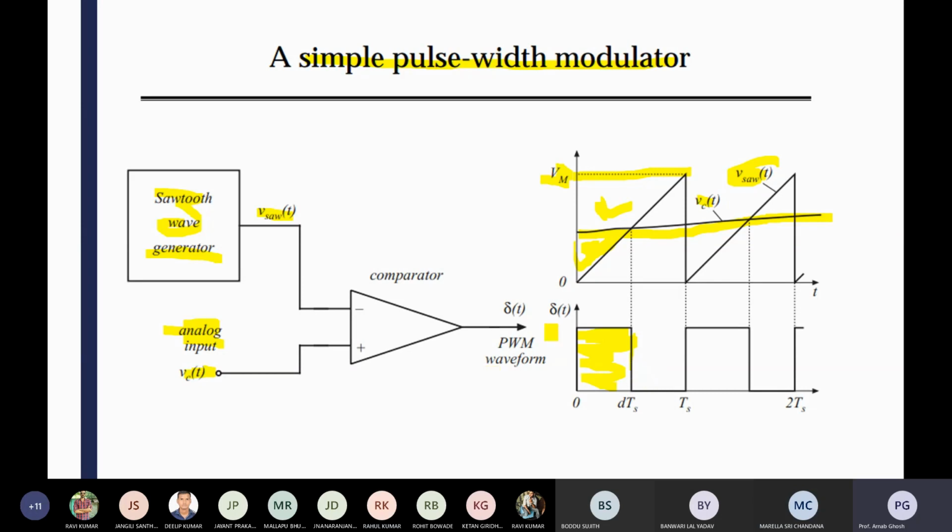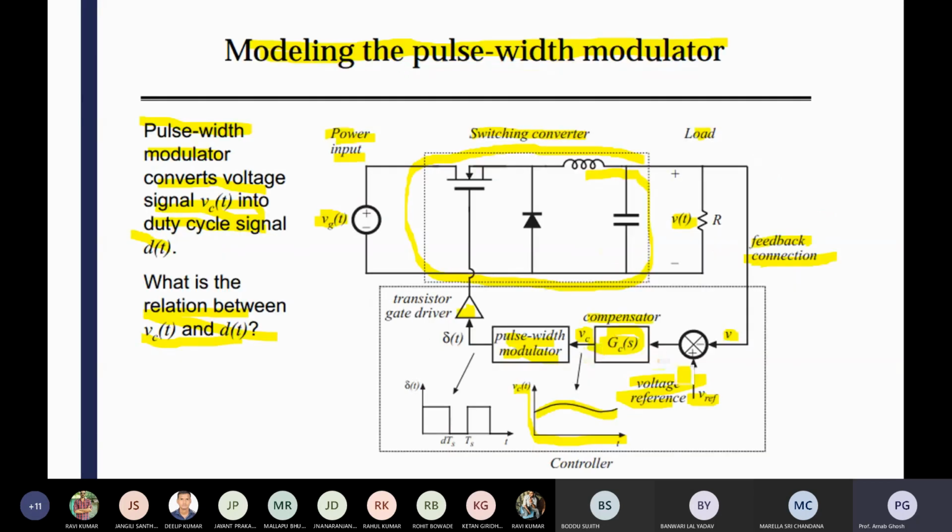So when it happens, VC high means what? Here you can see that VC is high. VC high means your error will be high, so your output voltage is low compared to the reference. For the stability of the converter, you have to make the output nearer to the reference value. That's why the reference is connected to plus and the output voltage is connected to minus.